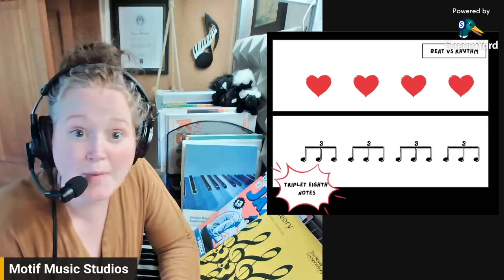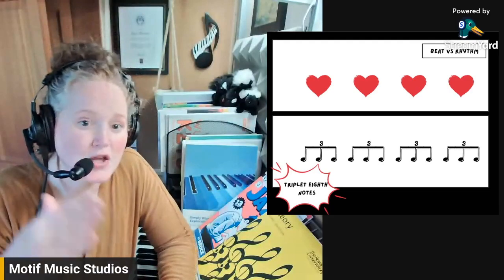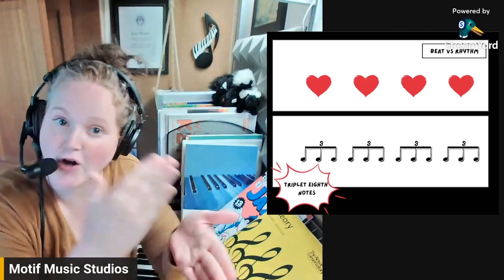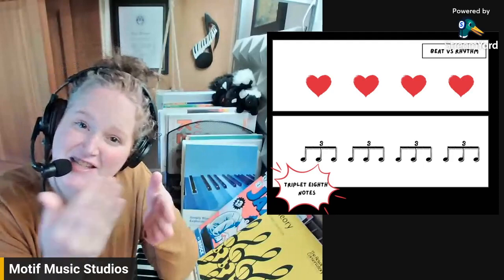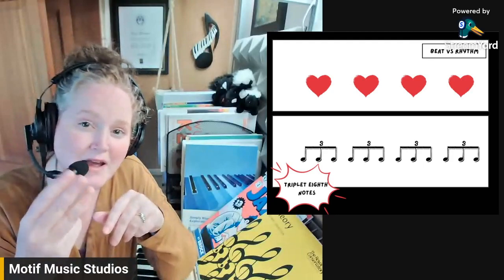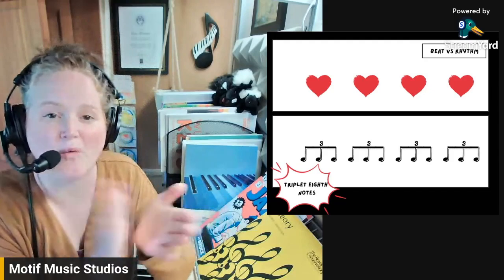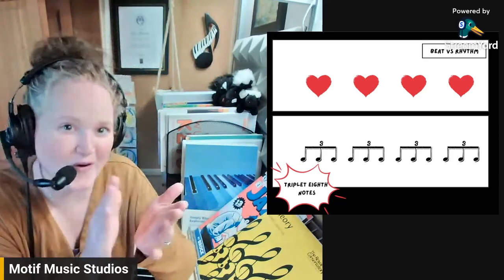Lastly, I love talking about triplet eighth notes even early in your music journey, because you really can get the fact that we've got this inner pulse of music, those heartbeats of music going steadily, and now we're going to divide each of those heartbeats up into 3 what we call triplet eighth notes. So we would count it like this: 1 and 2 and 3 and 4 and.